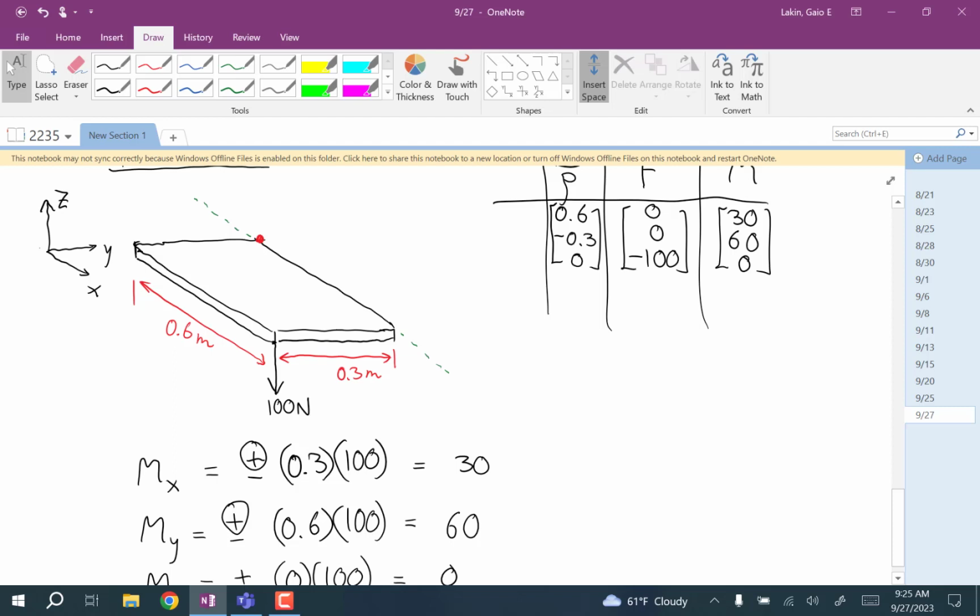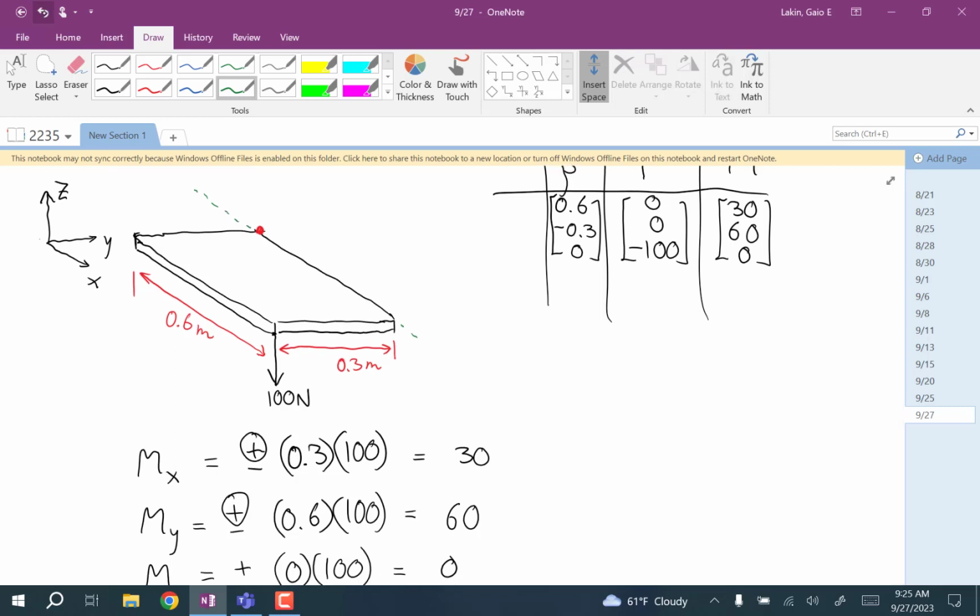Okay, so let me draw the other two axes and you can see how it works. Is everybody able to make sense out of this rotation about the x-axis? Okay, so now let's do it for the y-axis.